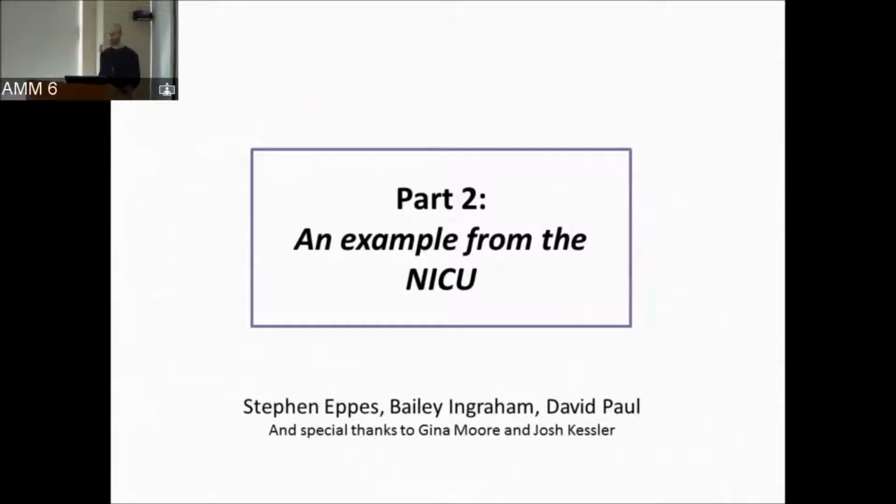Okay. So, like I said, this example is drawn from work that I'm doing in the NICU, and I want to thank my collaborators at the beginning. So, Stephen Epps, Bailey Ingraham, David Paul, and also Gina Moore, and I don't think Gina's here, and Josh Kessler for assistance with assembling the data.